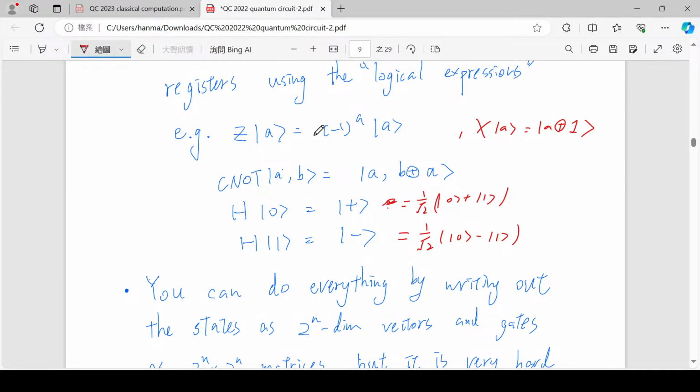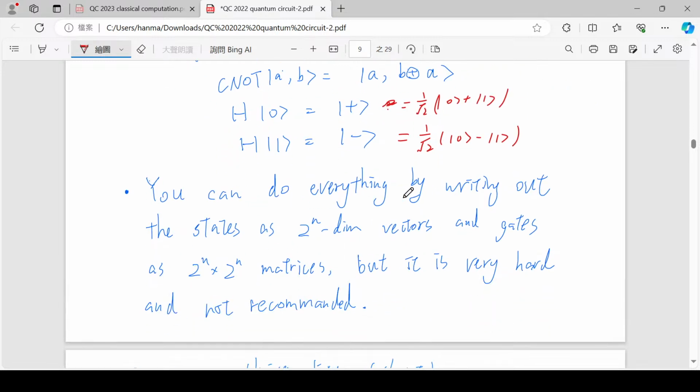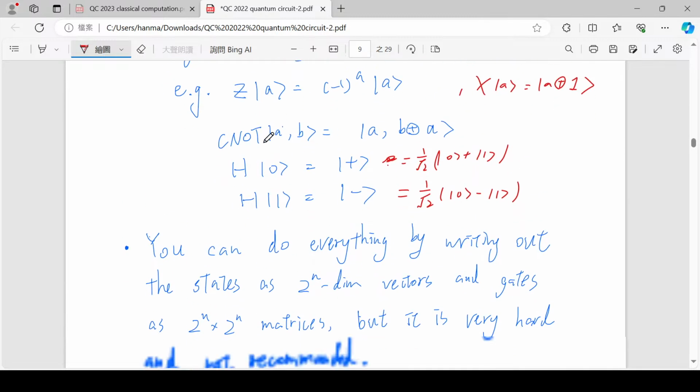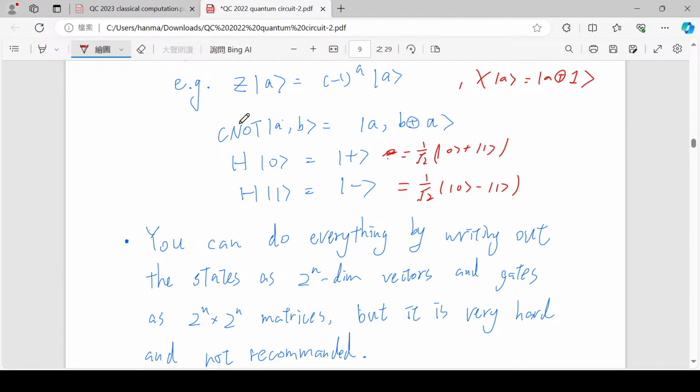You can see all the other gates just map one computational basis state to one computational basis state, so they are nice. As we say, you can write everything out as a 2^n dimensional vector and aggregate it as a 2^n by 2^n matrix, but it's very computationally heavy. Instead of this A, B to A, and B plus A computation, you need to write a 4x4 matrix for CNOT, and it's a lot of handwriting.